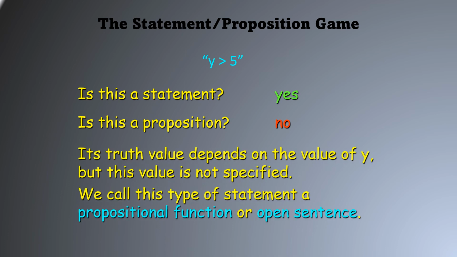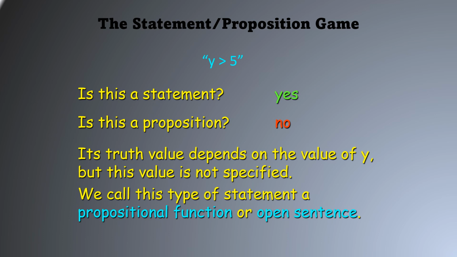So its truth value depends on the value of y. If we put 6 as the value of y, then that is a true statement. If we put 3 as the value of y, it is a false statement because 3 is less than 5 in reality. But this value is not specified because there is no given value for the variable y. So we cannot say that this statement is true or false.